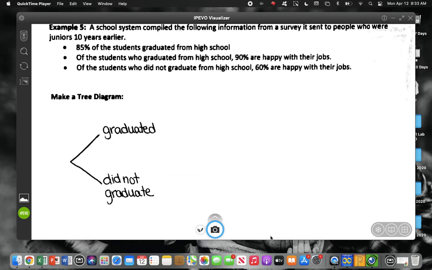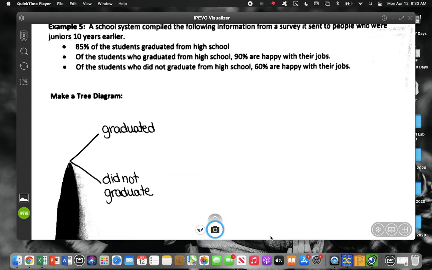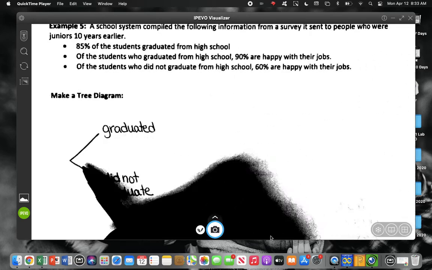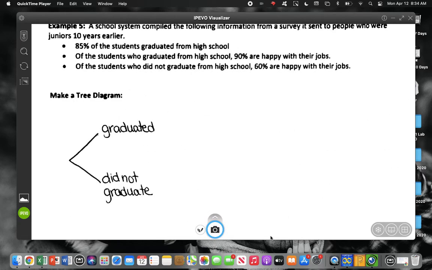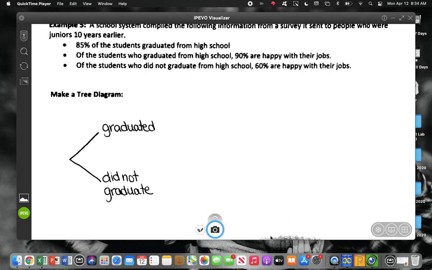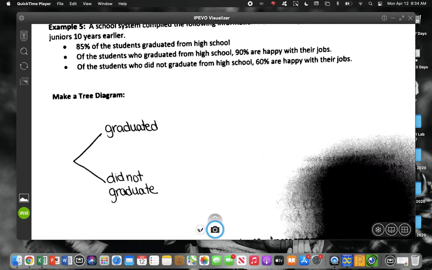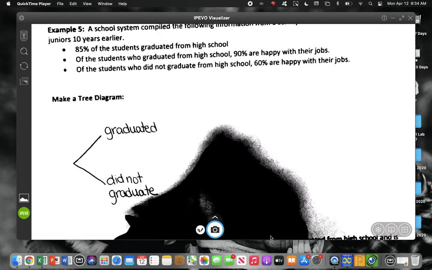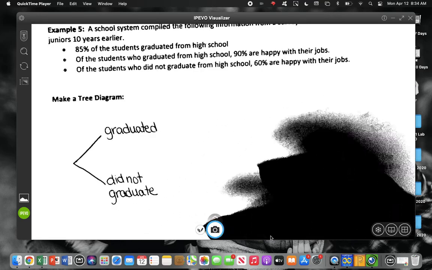So this person that's taking the survey, the first thing they're asking is whether or not they graduated. So they either graduate or they did not graduate. Now, we call these a tree diagram because it kind of branches out. So each one of these lines is a branch. Some of the people are on the graduated branch, some people are on the did not graduate branch.